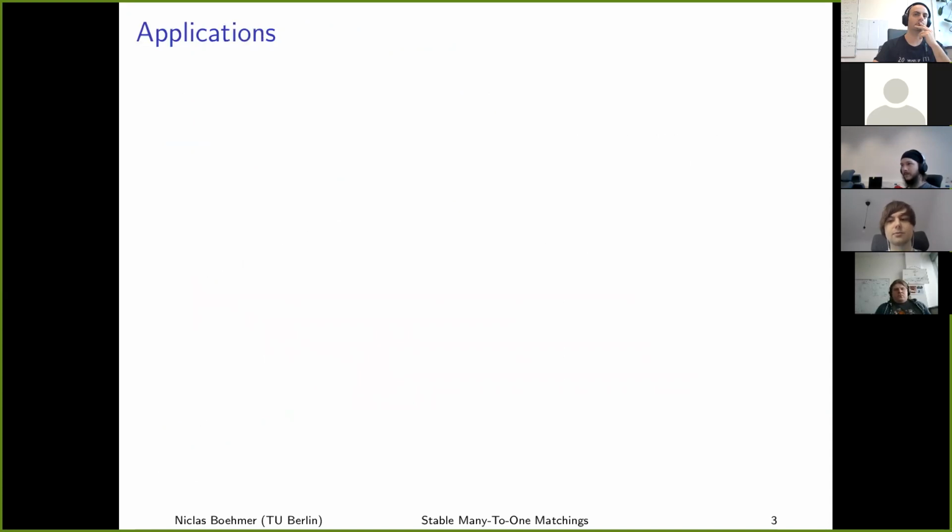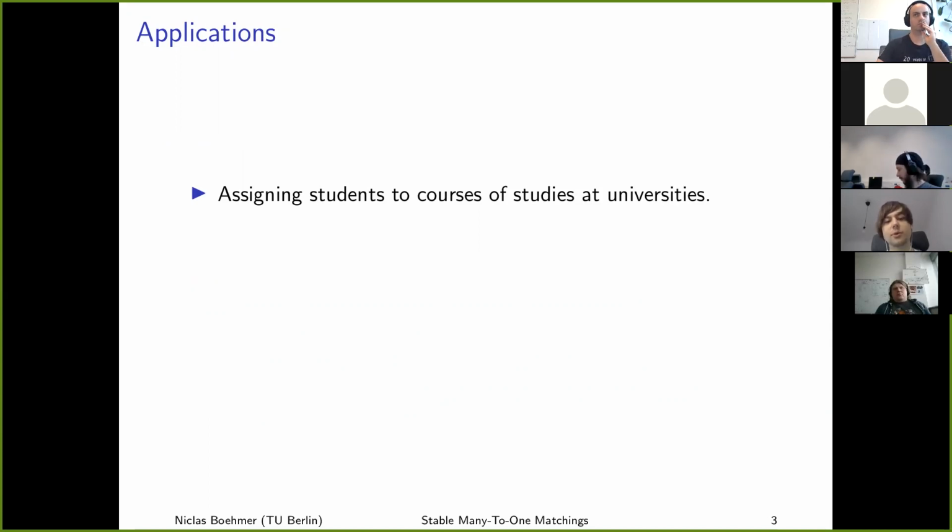Okay, so now coming to the applications of this model, the probably most famous one, and the one where this model has been most applied previously, is assigning students to courses of studies at universities, or to universities in general. So one can think of the students on the one side and the courses of studies on the other side. Students obviously have preferences over courses of studies, but courses of studies might also have preferences over students, for example, based on their average grade of their A levels or something like this.